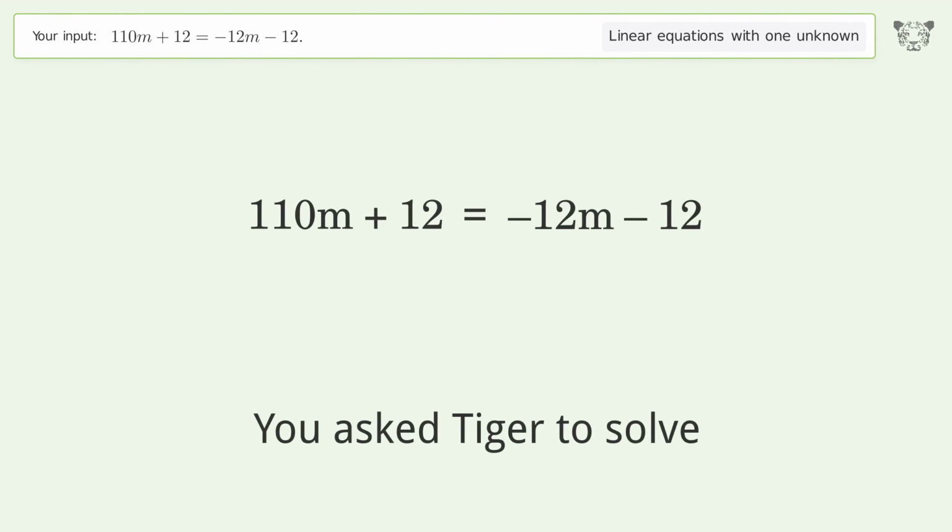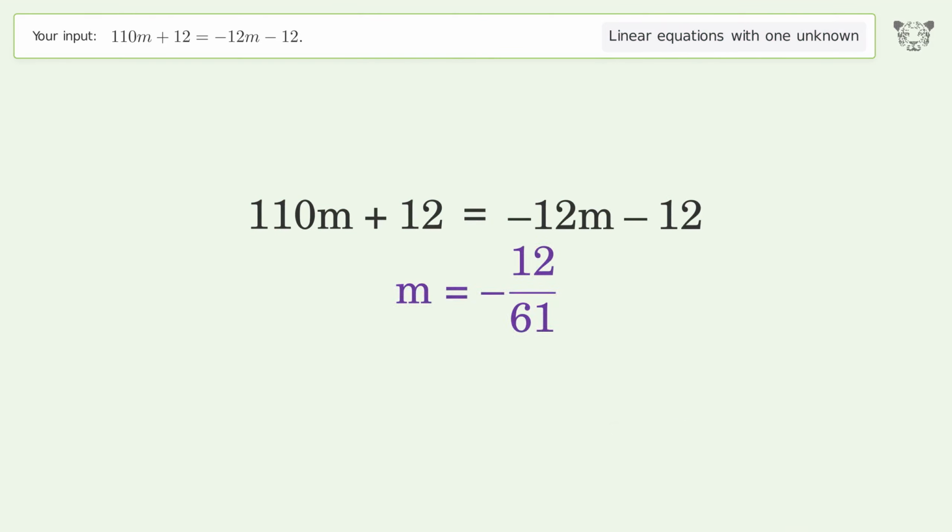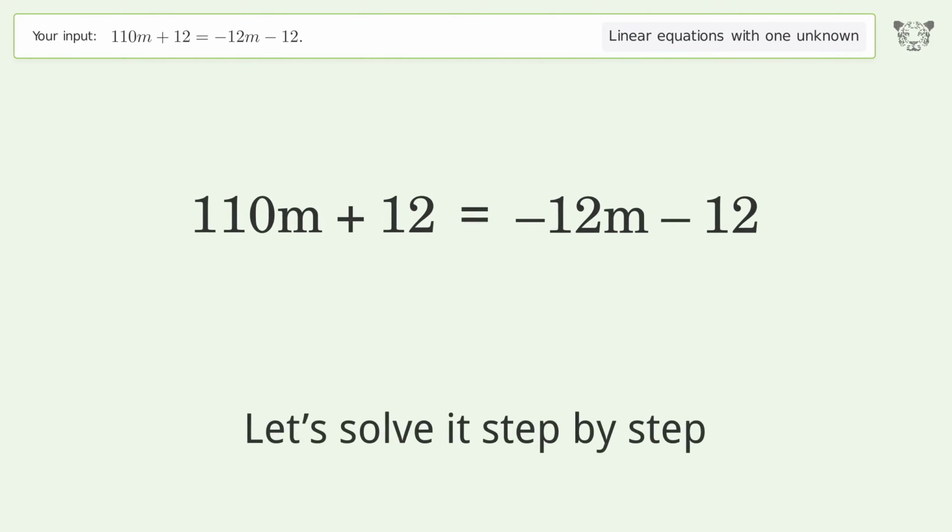You ask Tiger to solve. This deals with linear equations with one unknown. The final result is m equals -12/61. Let's solve it step by step.